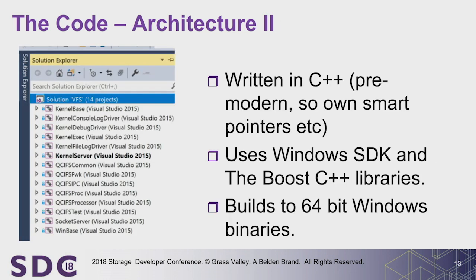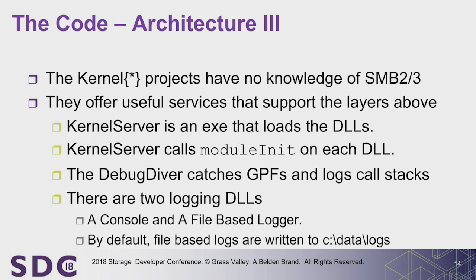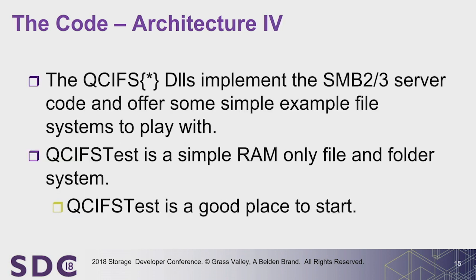So there's 2 sort of sets of projects. If you notice, there's a number of things that start with the name kernel, and they have nothing to do with SMB at all, but they're nice little helper things. So there's a thing called the debug driver, which basically walks a stack if you ever crash. So you get a nice log. And the other 2 things that are useful, there's a console log driver and a file log driver. So it logs nice HTML to a disk for you to see when things go wrong. And so when you do logging, you can see, and we'll see it later, it logs into a little folder that's hard-coded, but you can change it in the registry.